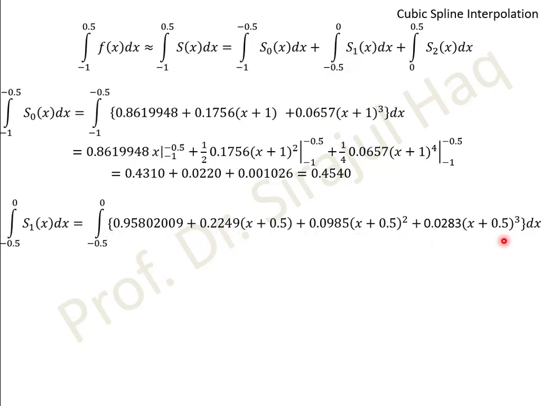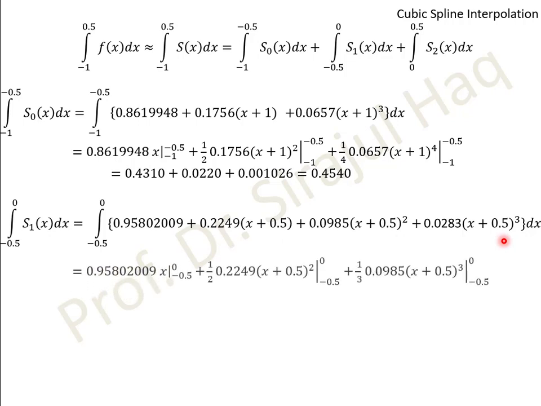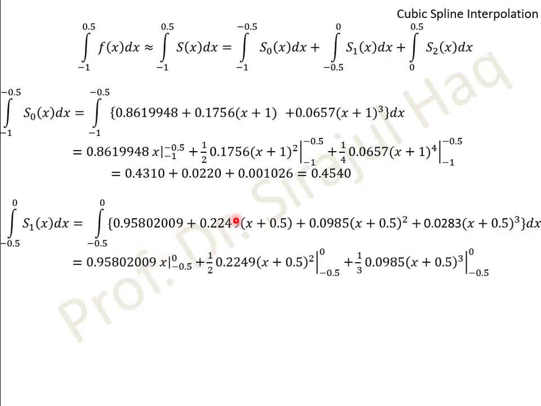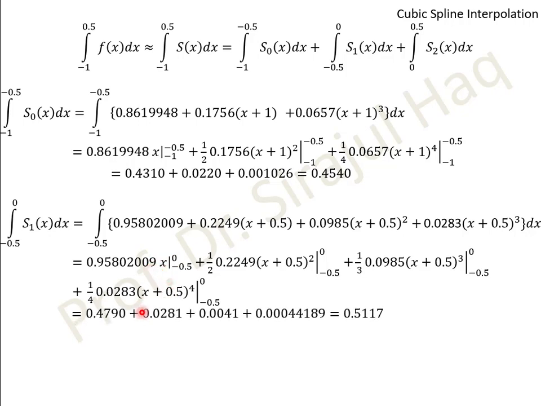Similarly, if you go for calculation of S1, so the value of S1, which is coming from the last slide, and if you do the integration in similar fashion, this quantity multiplied by x, this multiplied by x plus 0.5 whole square divided by 2, plus this multiplied by x plus 0.5 whole cube divided by 3, plus this quantity multiplied by x plus 0.5 whole raised to power 4 divided by 4. Now substitute the upper limit minus the lower limit. Do the simplification.